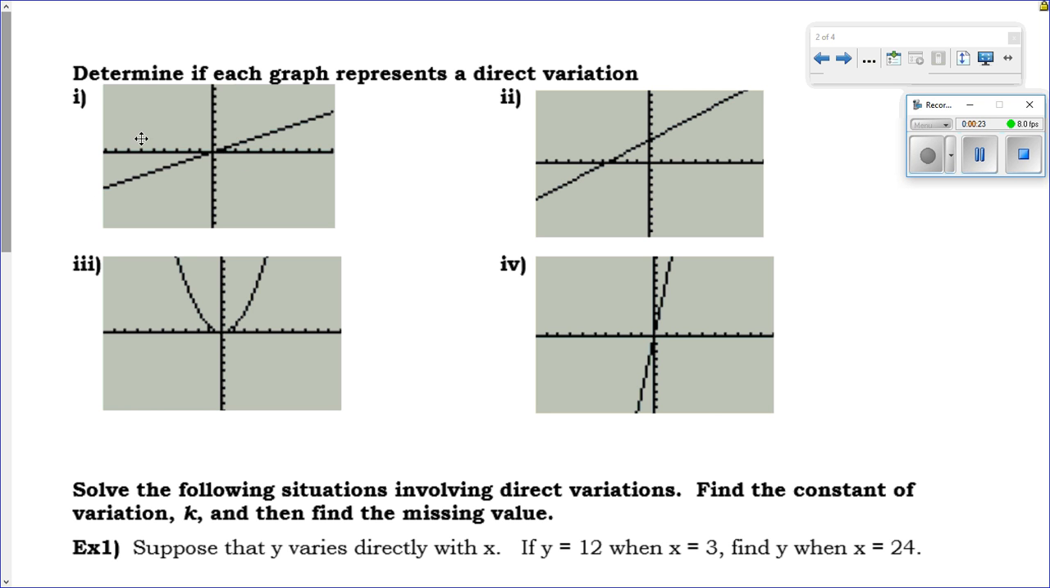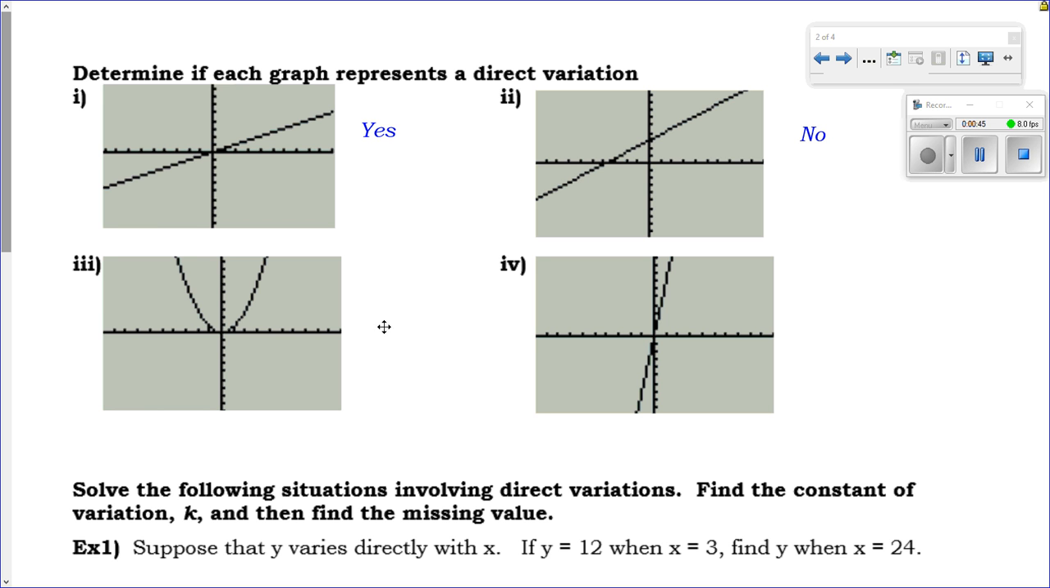So if we look at number 1, we see it's a straight line, and it goes right through the middle of the graph, right through the origin. So yes, that is a direct variation. How about number 2? Is that a direct variation? No, it's not. It is a straight line, but it doesn't go right through the middle. Okay. How about number 3?